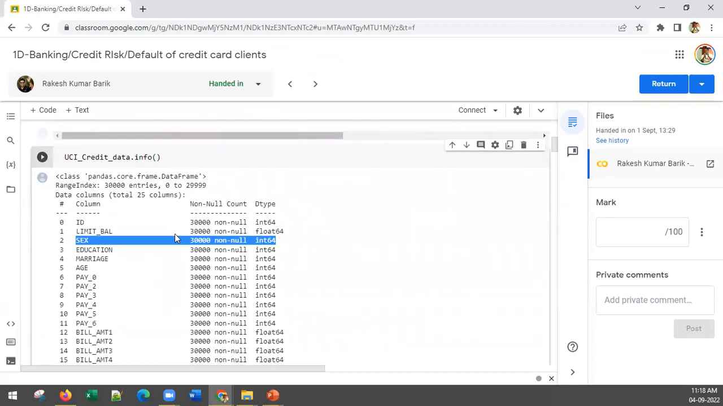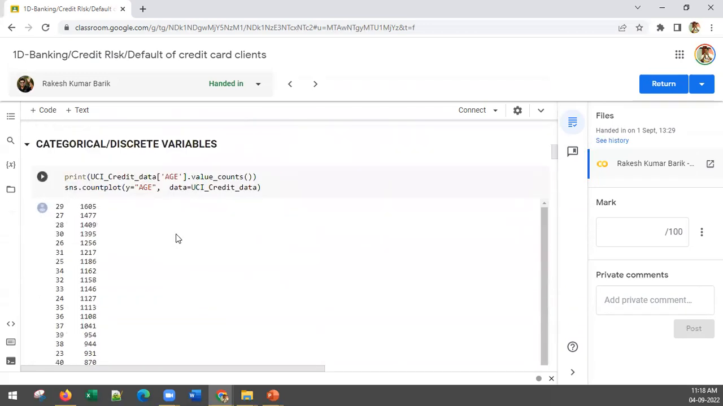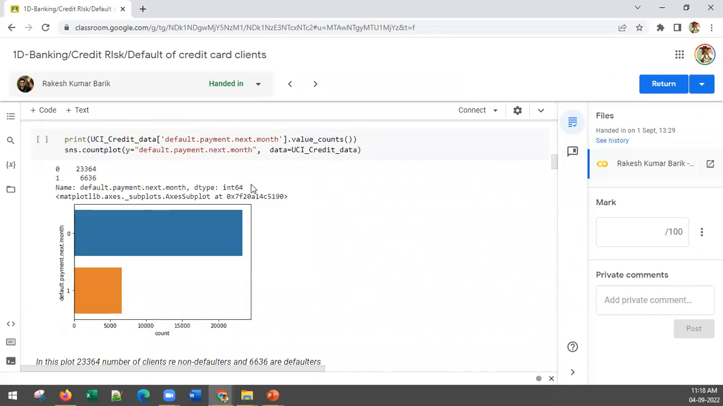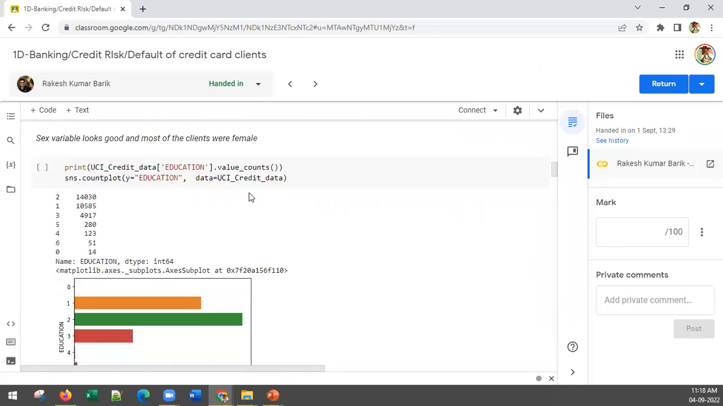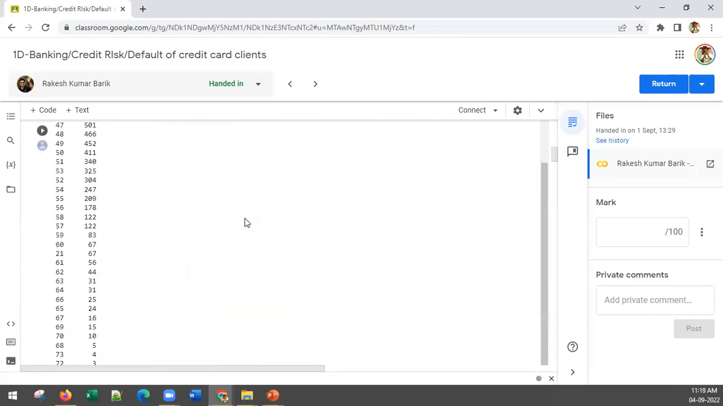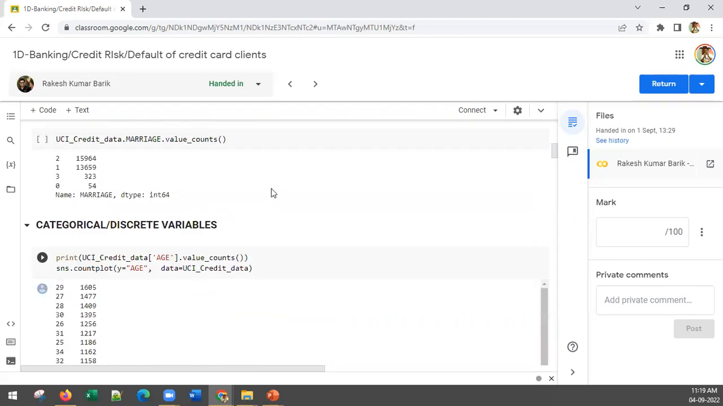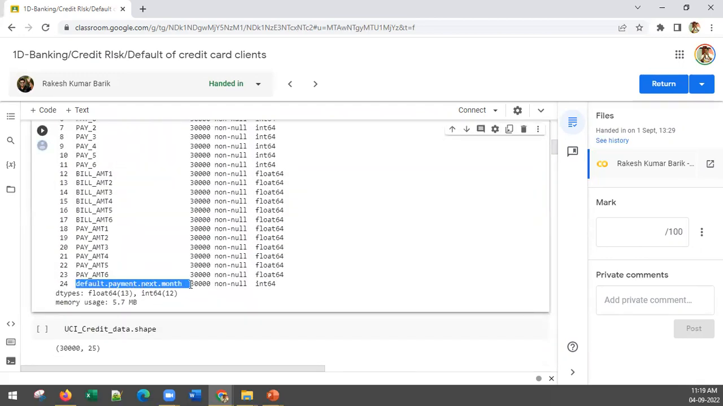Yes, one stands for male and two stands for female. Yes, I know, that's why I'm asking whether I should take it as a numeric or non-numeric field. It is numeric, everything is numeric, and your target is default, the final one. Default payment next month, that is the target. Yes, sir.